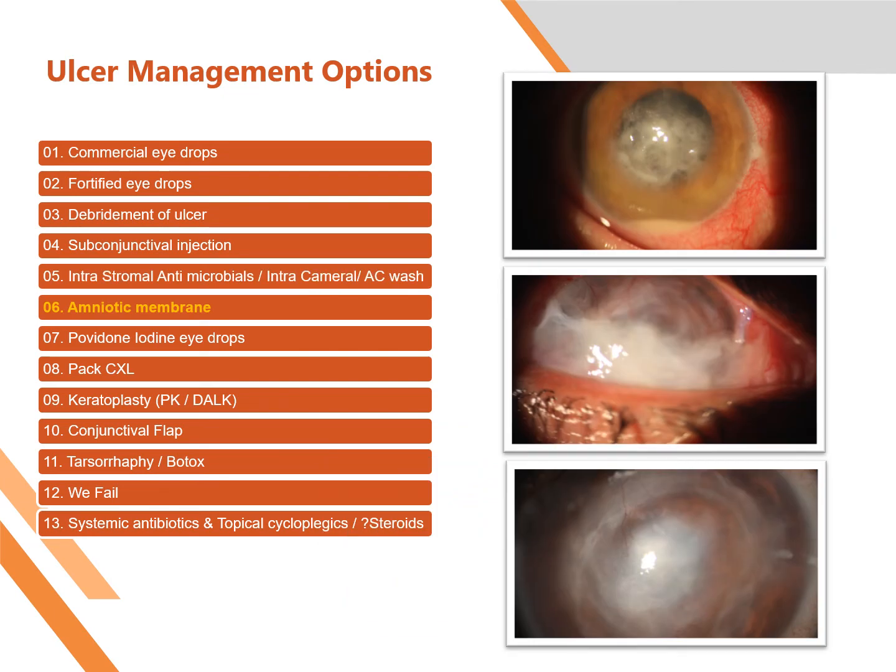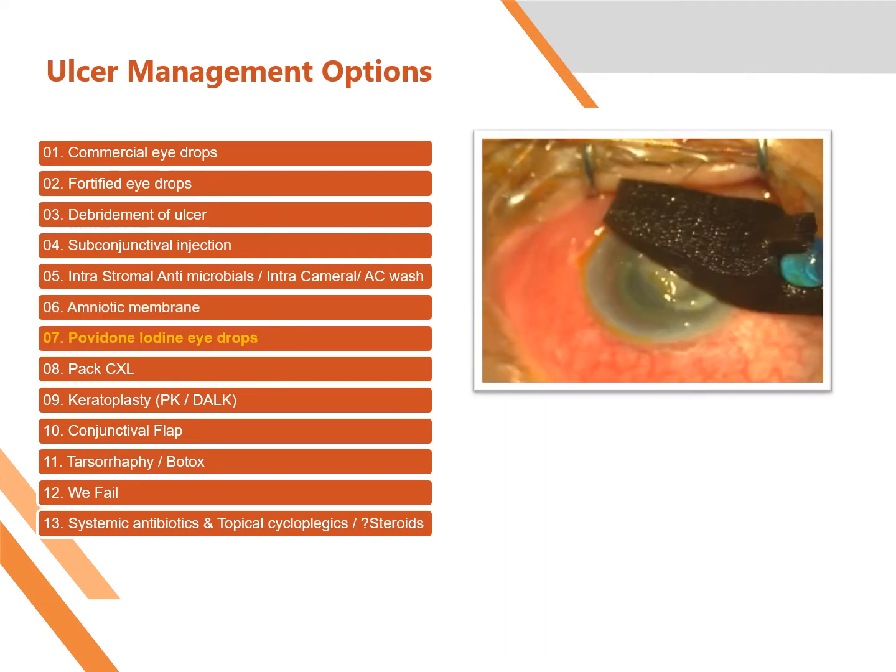Some ulcers which are atypical and not responding to the treatment, we can use amniotic membrane. Amniotic membrane is taken from the placenta. Look at the ulcer here and the cheesy hypopyon. We applied the amniotic membrane. This whitish one is the amniotic membrane, and the ulcer healed with this amniotic membrane because the amniotic membrane has got healing properties.